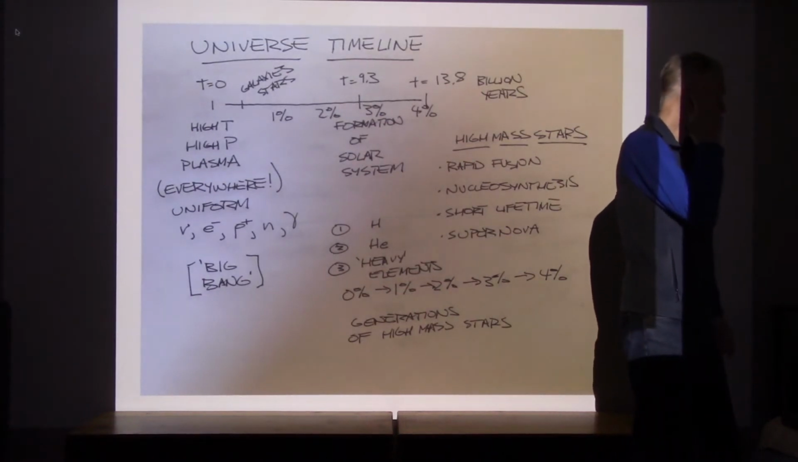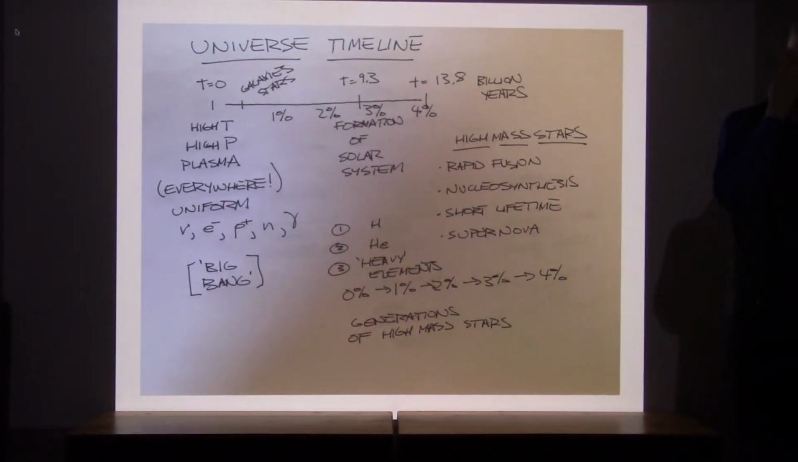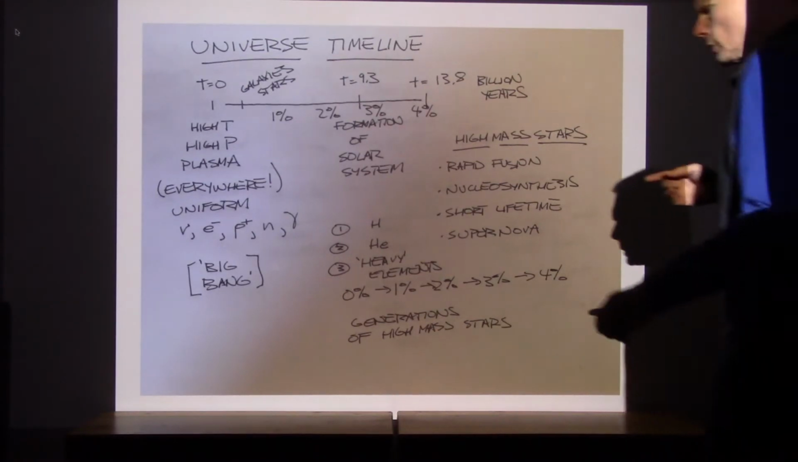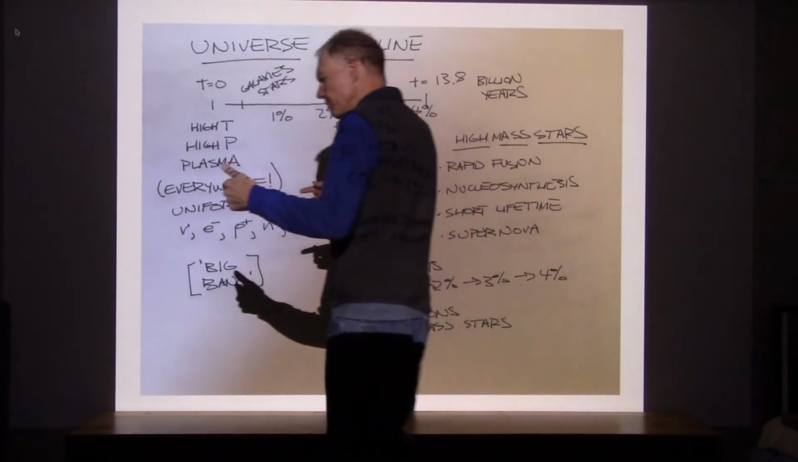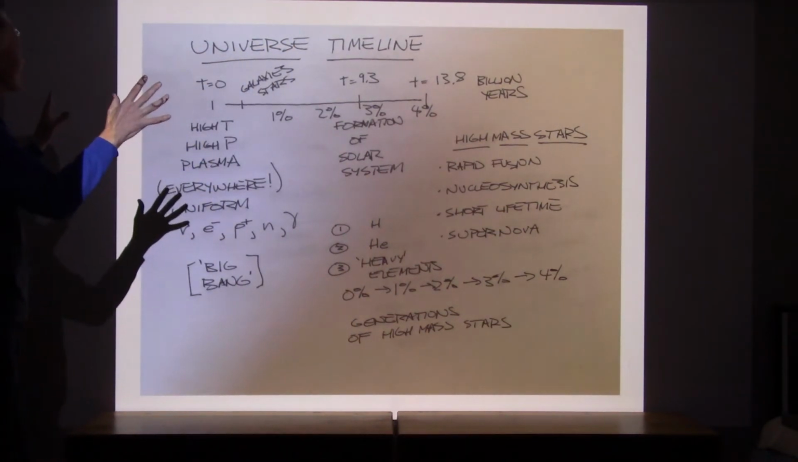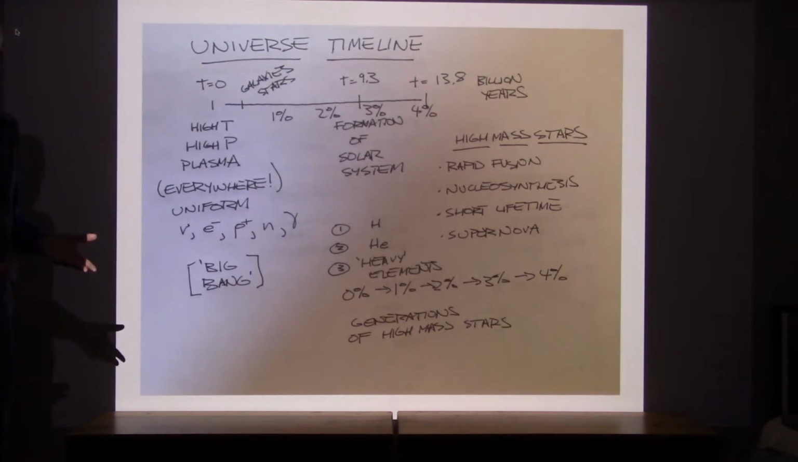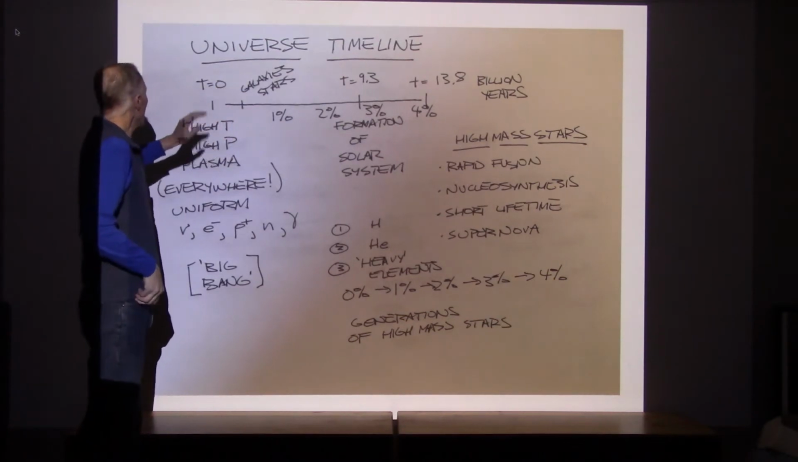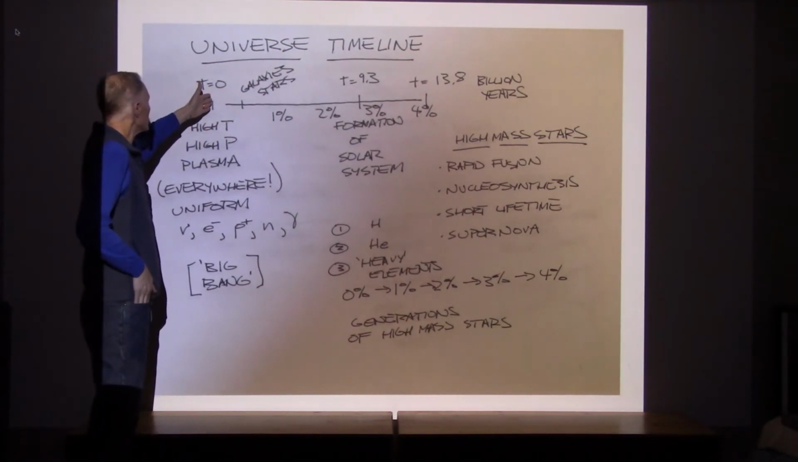All right, so we talked a little bit about stellar evolution and how stars develop, going through these different stages. But let's step back and see what effect that is having on the universe as a whole. So let's write down a universal timeline. Let's put t equals 0 here.